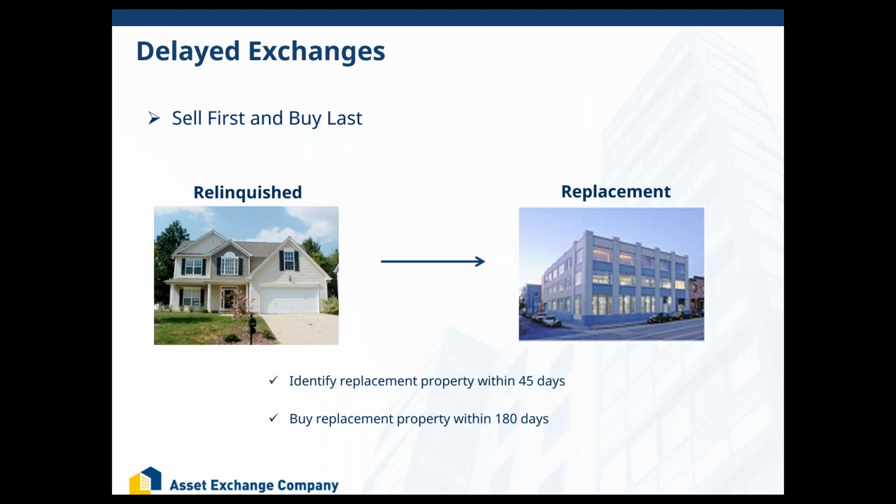You're purchasing your replacement property by day 180. You buy last. That's referred to, again, as a delayed exchange. It's the most common type of exchange that we do. I don't know, 90 to 95% of all the exchanges we do are delayed. But there's a few other types of exchanges.